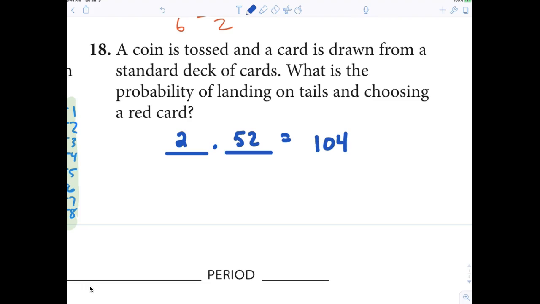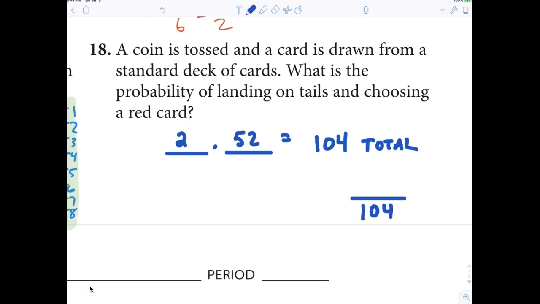This right here, I want you to remember, is the total. Now, that's going to be our numerator or our denominator? Yeah, the one underneath, which is the denominator. So 104 goes in the denominator.